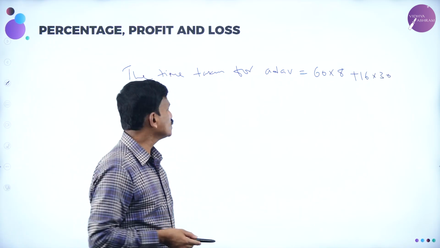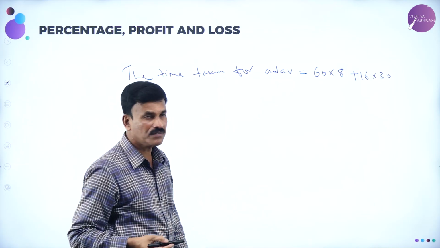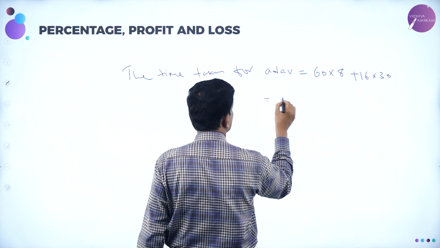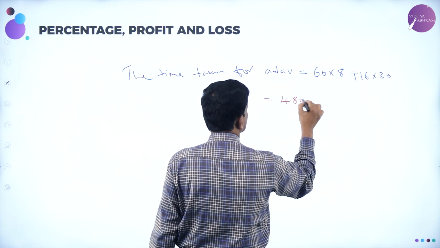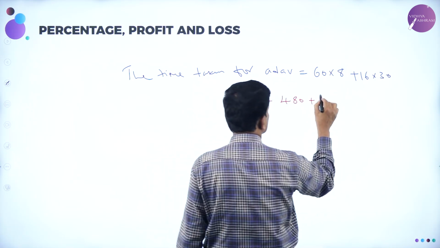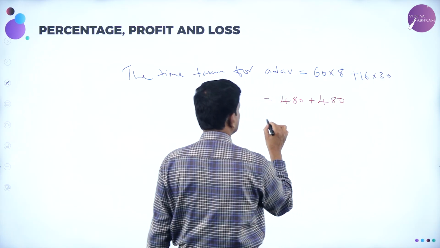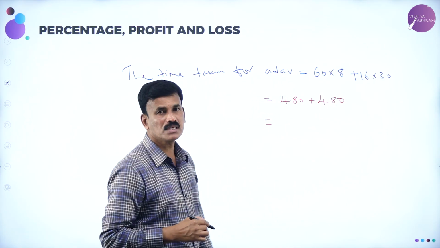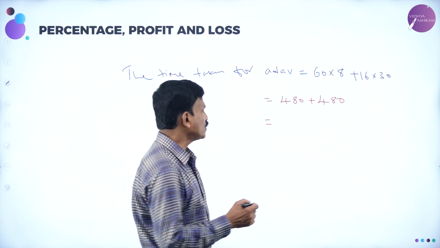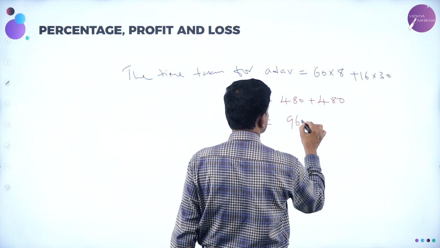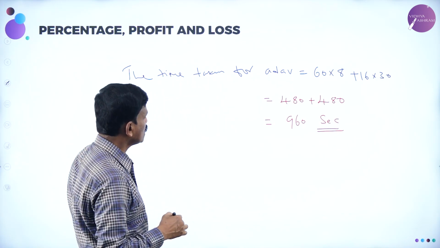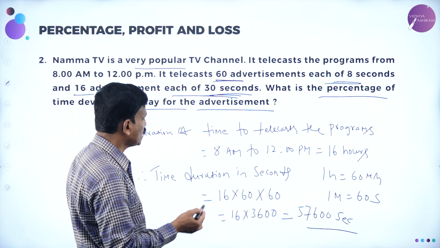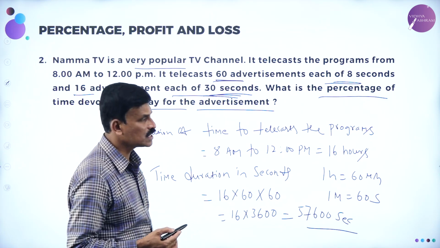Now let me simplify this. So the time taken for the advertisement is 60 into 8, which is 480, plus 16 into 30, which is also equal to 480. 480 plus 480 is nothing but 960 seconds. So the time taken for advertisement is 960 seconds and the total time duration is 57,600 seconds.